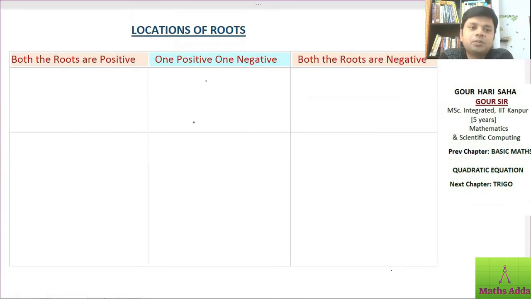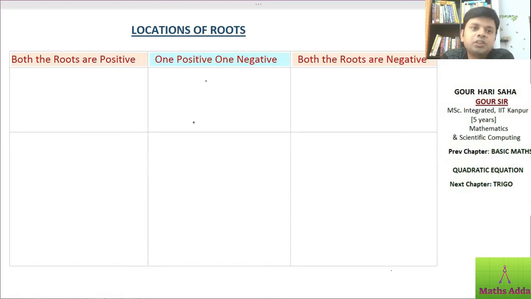I told you in the beginning, I have divided this location of roots into 9 parts and I will be teaching each 3 parts in one go. So the first 3 are: both roots are positive, second is one positive, one negative, and third is both the roots are negative. We have actually done this part in lecture 2, but we want to do it again.